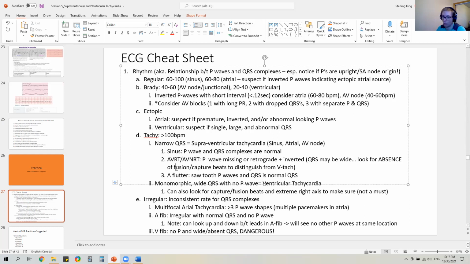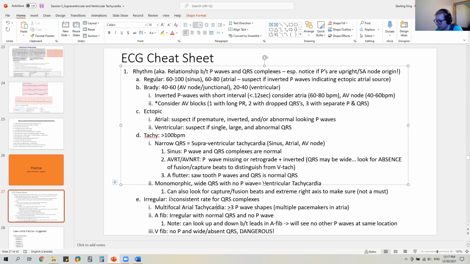And then if it's wide, double check to see if there's any capture or fusion beats, then you know it's VTach. A flutter, you know it, sawtooth waves. If it's monomorphic wide QRS and there's no P waves, you're thinking ventricular tachycardia. Double check if you see those capture and fusion beats and an extreme right axis, you nailed it.